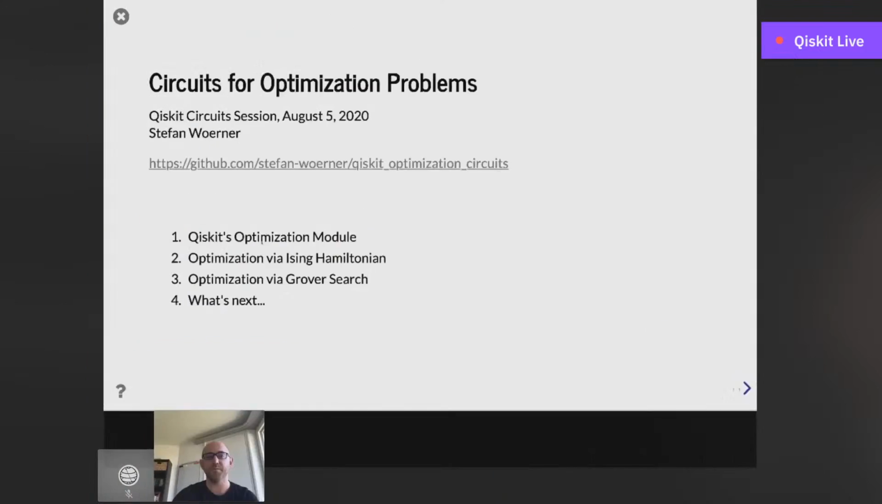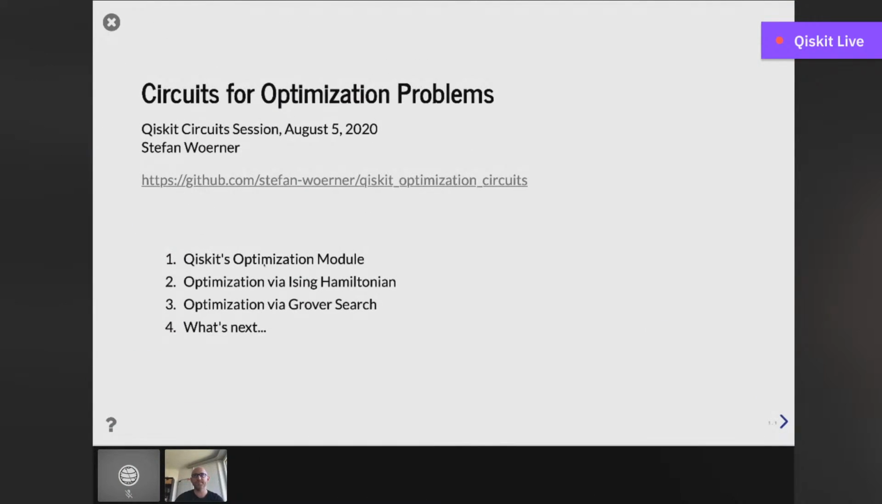Okay, so this presentation of the session is structured into 4 parts. First is the Qiskit optimization module. I'd like to introduce this. I'd like to give you an overview about what's in there.